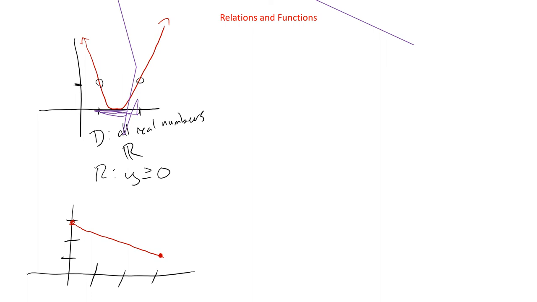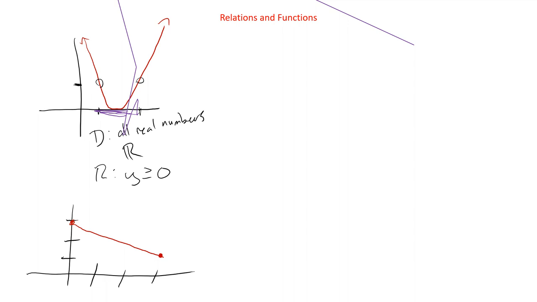Is this a function? Well, does every x value go to exactly one y value? Yes, they do. If we know the x value, we know exactly one y value that it can go to. Does every y value come from exactly one x value? Also yes, because it doesn't curve back on itself. And so this is both a function and it's one-to-one.